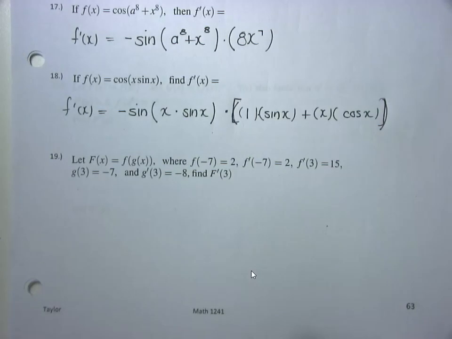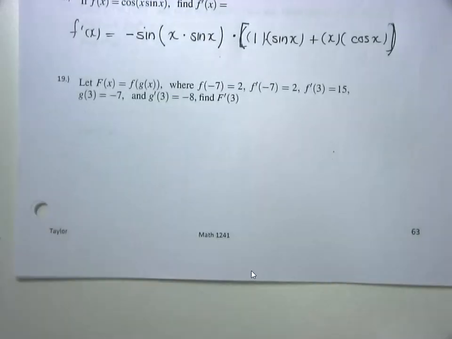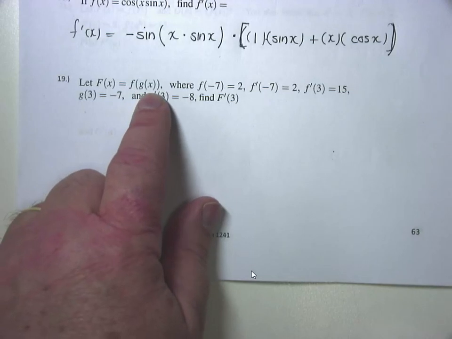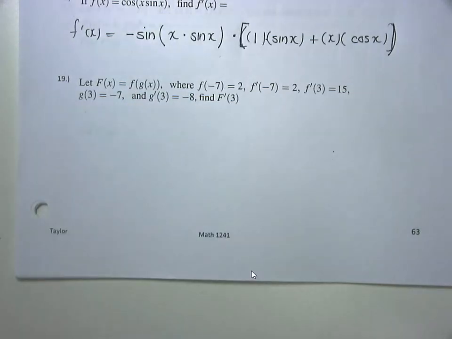Let's take a look at the next one. This is a web work problem, and this is how they like to give you web work problems. They give you a bunch of different kinds, and here's one of the kinds. They like to give you this functional stuff. For example, big F of x is equal to f of g of x. Little f is on the outside, g of x is on the inside, where f of negative 7 is 2, f prime of negative 7 is 2, f prime of 3 is 15, g of 3 is negative 7, and g prime of 3 is negative 8. Your mission in life? Find big F prime of 3.